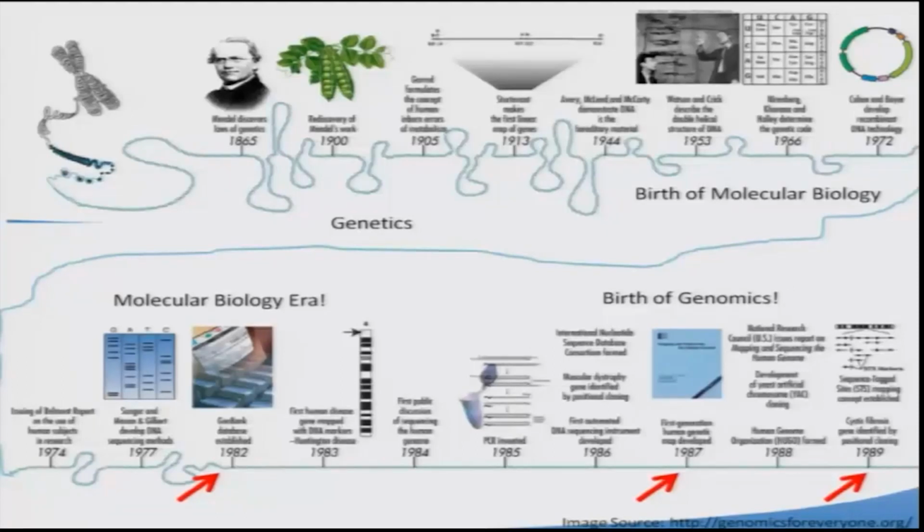So, then the American government came up with a concept that we should sequence the human genome using the technologies that were available, and this was still a proposal, but that was in 1984. Then in 1985 PCR came, because that made things much easier. Now you do not need to wait for a large amount of DNA, you can have a small amount and make millions of copies.